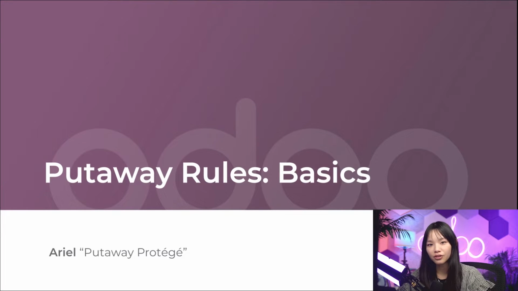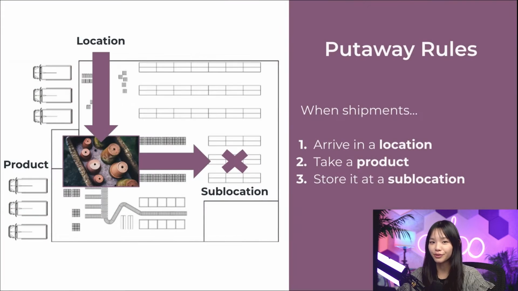And what are these magical rules, you may ask? Let me show you. Odoo's inventory app lets me set up put-away rules that tell me three things: an initial arrival location where incoming products are received, the product itself, and then a sub-location to store that product. It's basically Odoo's way of telling me, take the shipment and then put it somewhere specific.